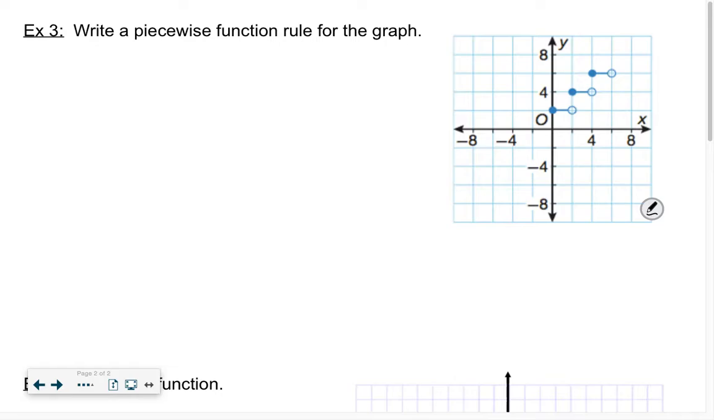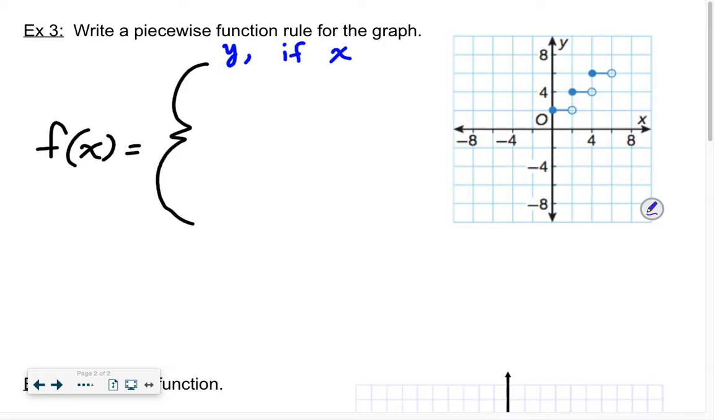They give us the graph. Now you need to come up with the piecewise function. Awesome, right? It's almost the exact opposite of what we did for example number 1. In number 1, we went from the piecewise function to the graph. Now we're going from the graph to the function. So f of x is equal to big set bracket. The template again is y, comma, if x. And for whatever reason, Algebra 2 students struggle with catching on to that format. It's y, comma, if x.